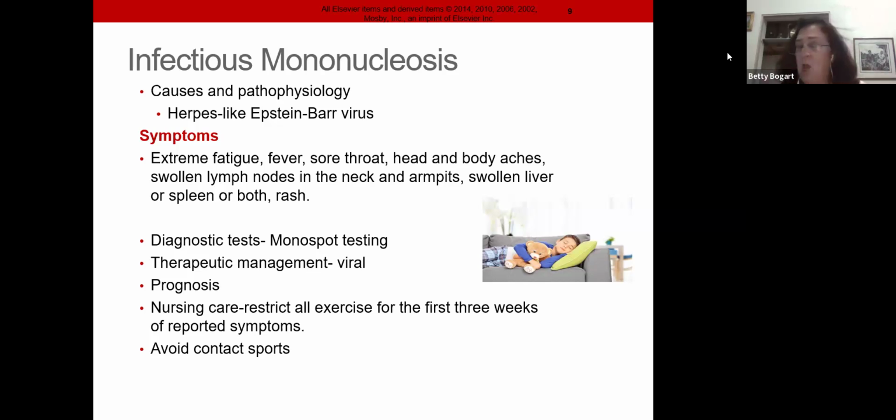We're going to tell them avoid contact sports. And if you have other children at home that like to wrestle around on the floor, no wrestling until they're cleared by their pediatrician, usually about 3 weeks. Now, why do I go into that?